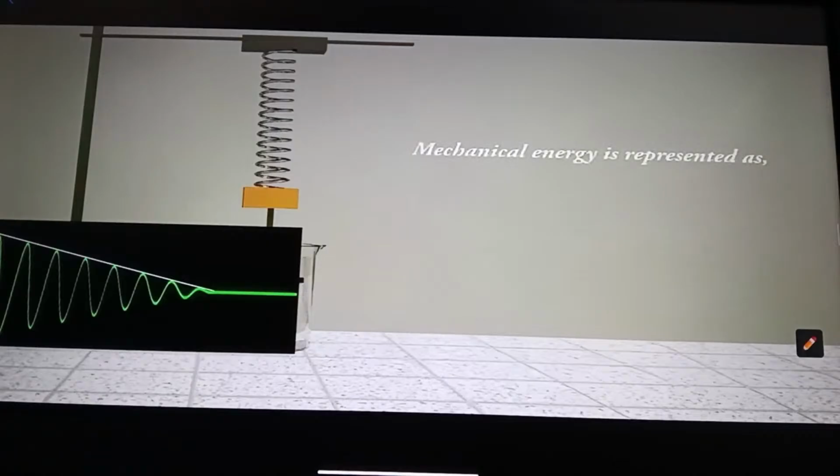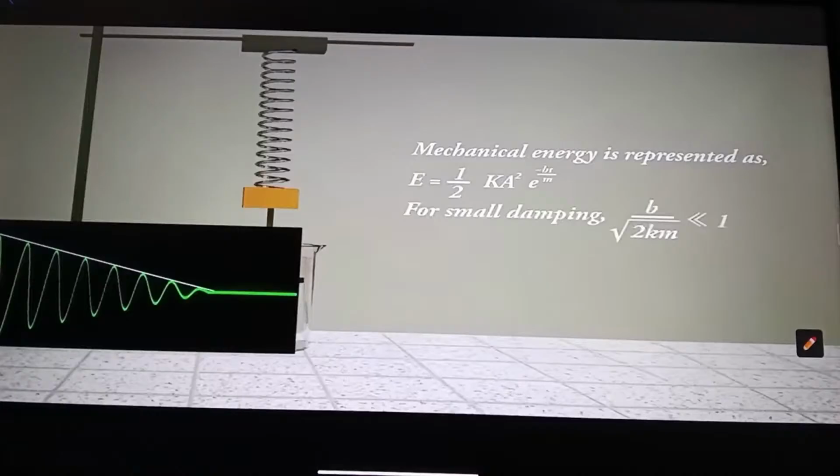The mechanical energy in the damped system is represented as E is equal to 1 upon 2 kA square e raised to the power minus bt upon m. The equation shows that the total energy of the system decreases exponentially with time. It is important to note that for small damping, b upon under root 2km is much less than 1.